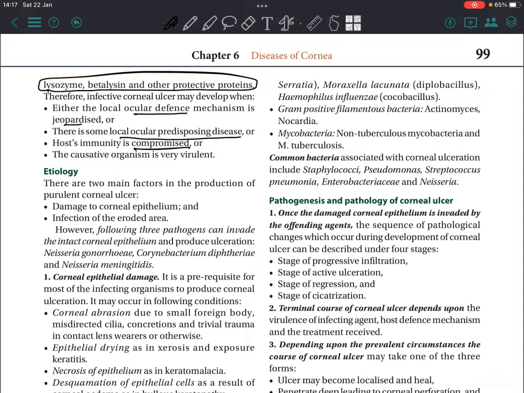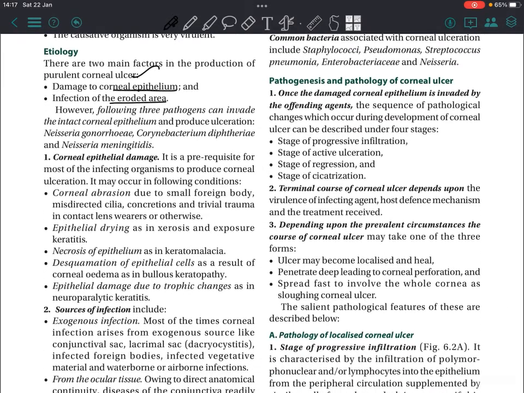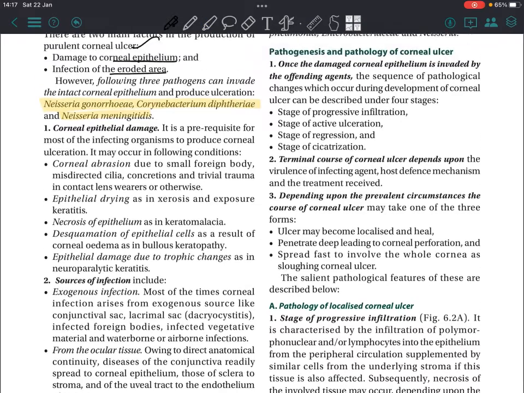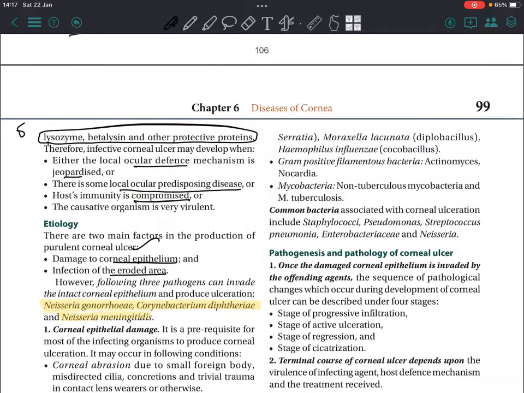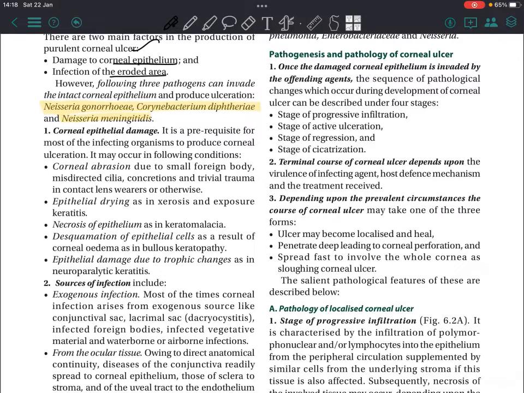Etiology: there are two main factors in the production of purulent corneal ulcer: damage to the corneal epithelium and infection by the organism. However, the following three pathogens can invade the intact corneal epithelium and produce ulceration. Corneal epithelial damage is a prerequisite for most infecting organisms to produce corneal ulceration.